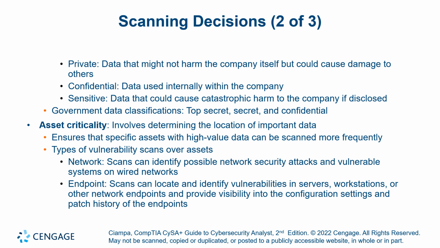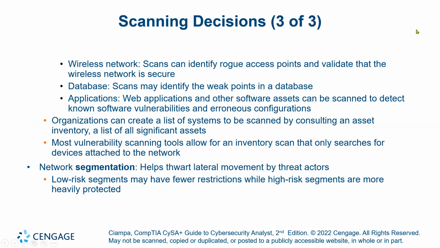Types of vulnerability scans over assets. There's the network vulnerability scan. Scans can identify possible network security attacks and vulnerable systems on wired networks. Endpoint scans can locate and identify vulnerabilities on servers, workstations, or other network endpoints and provide visibility into the configuration settings and patch history of the endpoints.